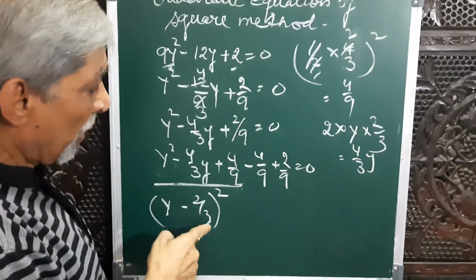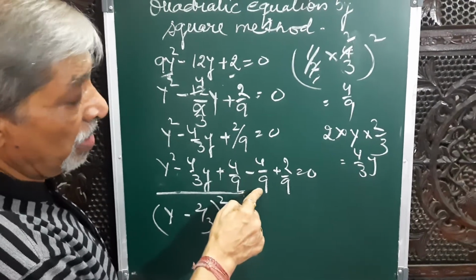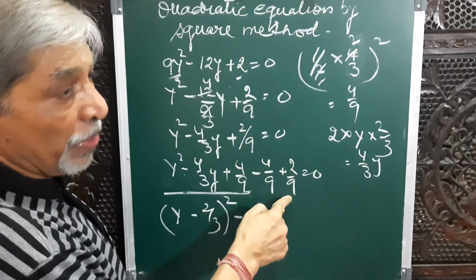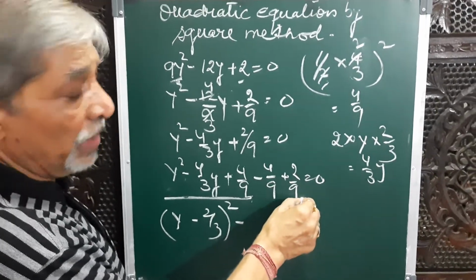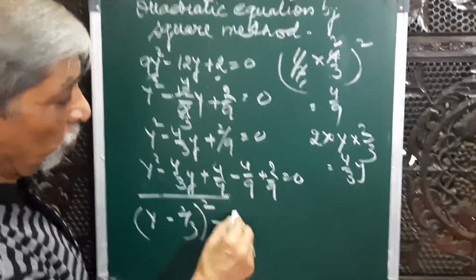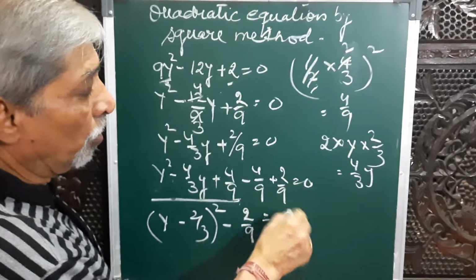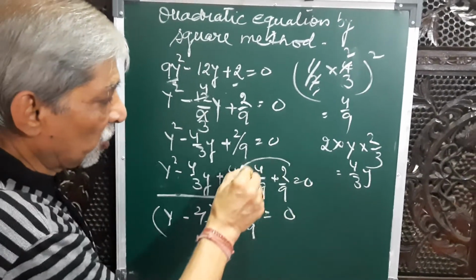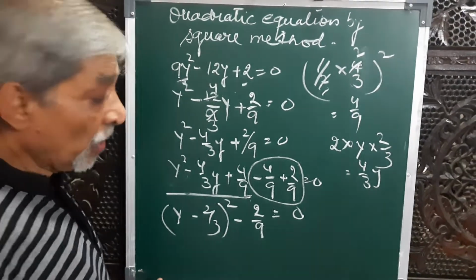So y minus 2 upon 3 the whole square. Now we have minus 4 upon 9 and plus 2 upon 9. Both the denominators are the same, so we'll solve the numerators. Minus 4 plus 2 is equal to minus 2, so minus 2 upon 9 is equal to 0. After solving these like terms, we got minus 2 upon 9.